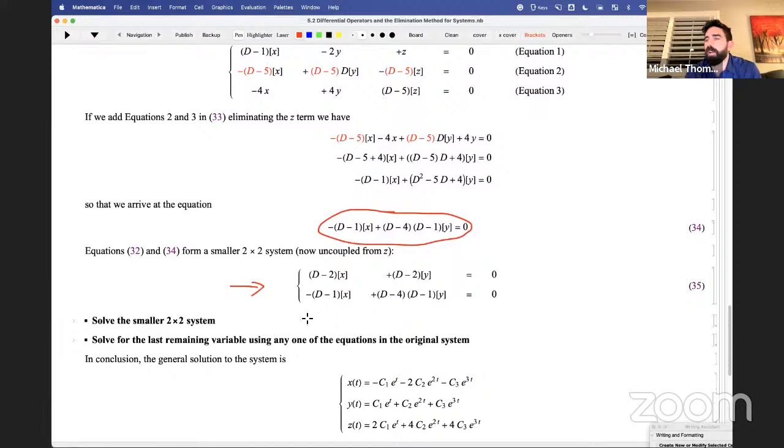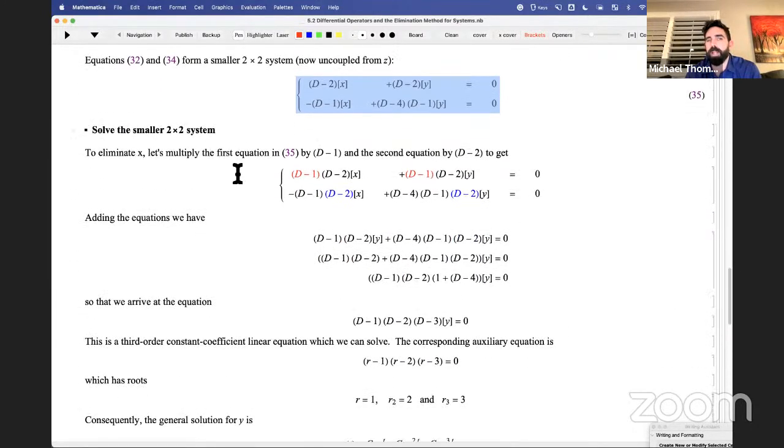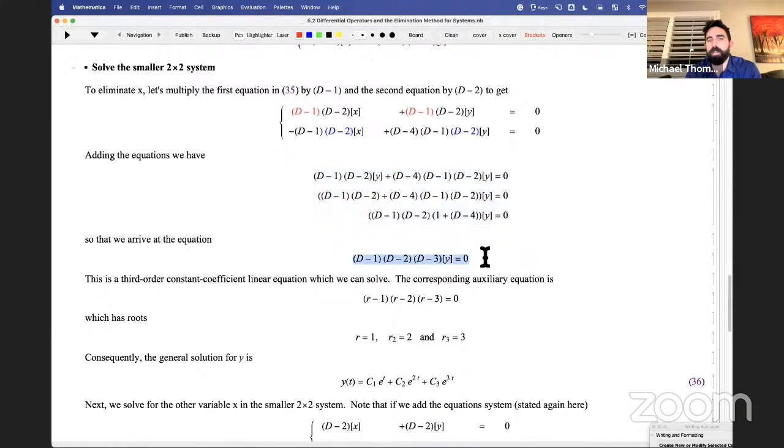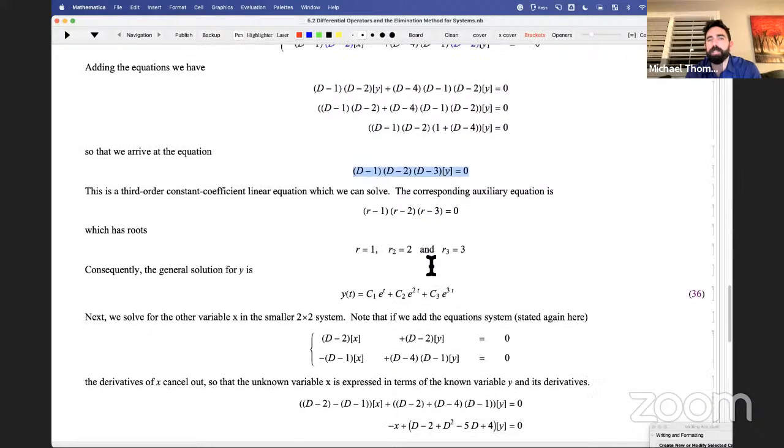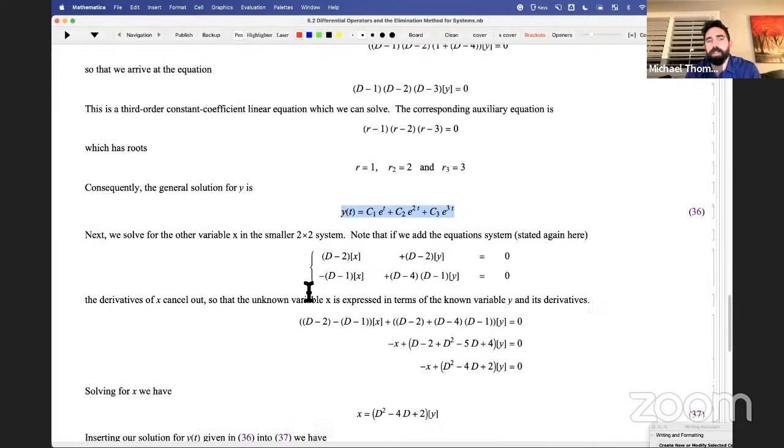Now this system only involves x and y, and we should be able to solve for x and y using the method above. Once we're done solving for x and y, we can take our solutions and plug them in for z. To solve the smaller system, you do it like we did above. I'll let you guys work through the details here. You'll arrive at this uncoupled equation in y if you eliminate x. You can solve that using the auxiliary method and undetermined coefficients. This one doesn't have any repeated roots.